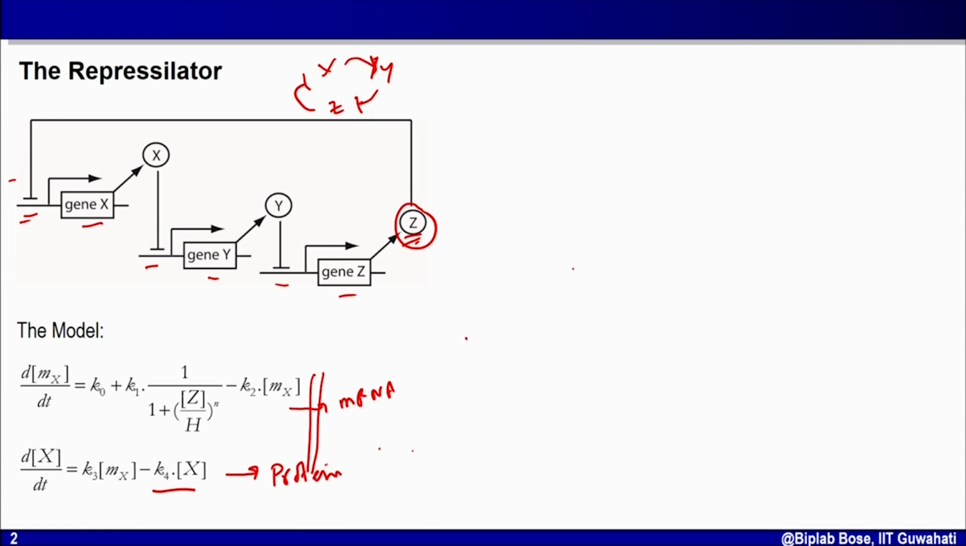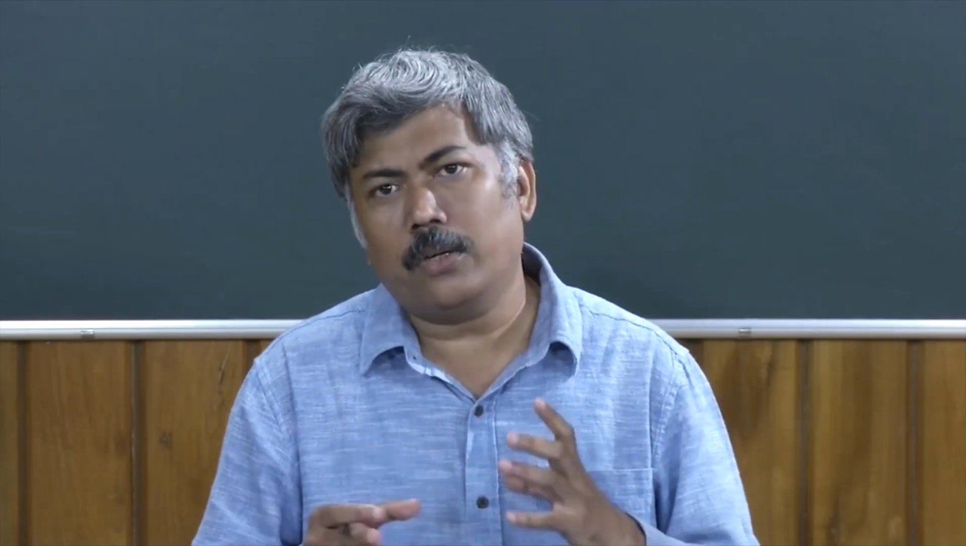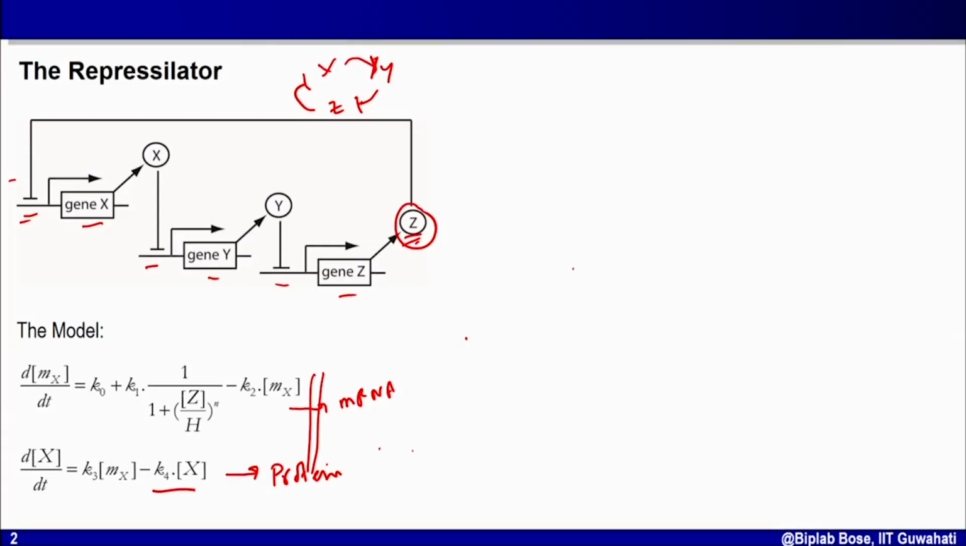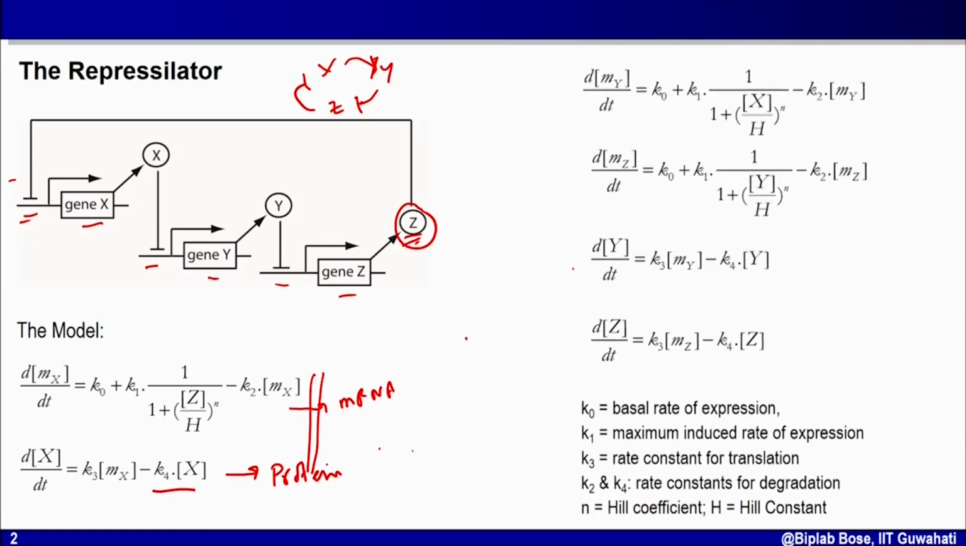We will have a similar set of two ODEs for Y and Z, and let us consider that all the parameters K0, K1, Hill constant, Hill coefficient, rate constant for degradation are all equal for these three genes. That will make our life easier to analyze. You can consider different values further and see the behavior. For the time being, let us consider that the parameters K0, K1 and others are identical for all the genes. So essentially, I will have a triplicate of this set of equations.